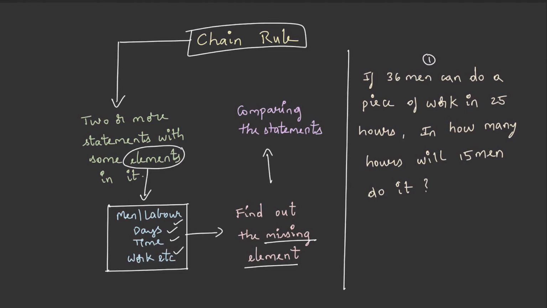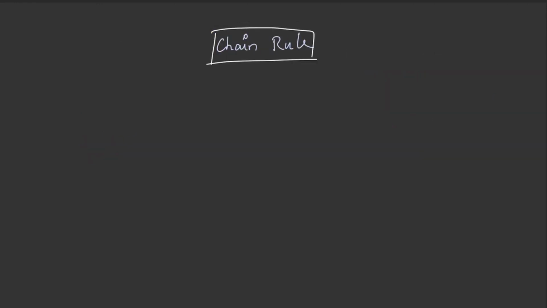Here we can find 2 statements, and there are certain elements like men and hours in this question. We have to find the missing element, that is hours in this case. In order to get this value, we'll have to compare the 2 statements given in the question. We will have a clear picture when we solve the problems. Now let's understand the concept of directly proportional and indirectly proportional, which is significantly important in solving the problems in chain rule.